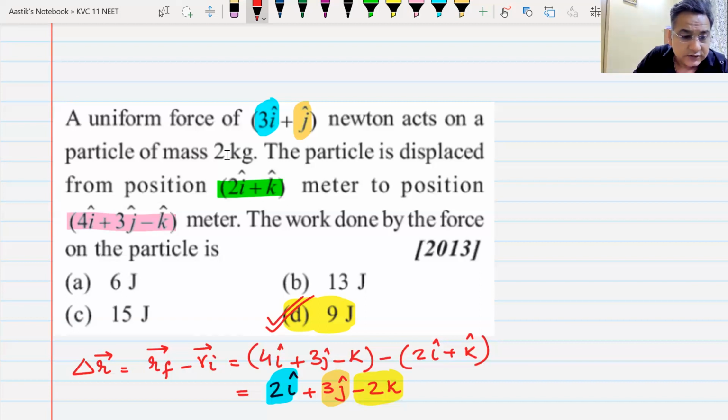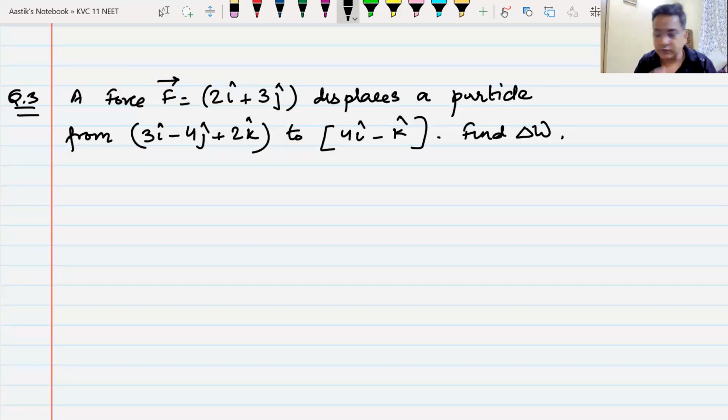So now we have this question for you. A force 2i plus 3j displaces a particle from one position to the next position. You have to find out the work done by this force, and I'll give you 2 minutes to give me the answer.